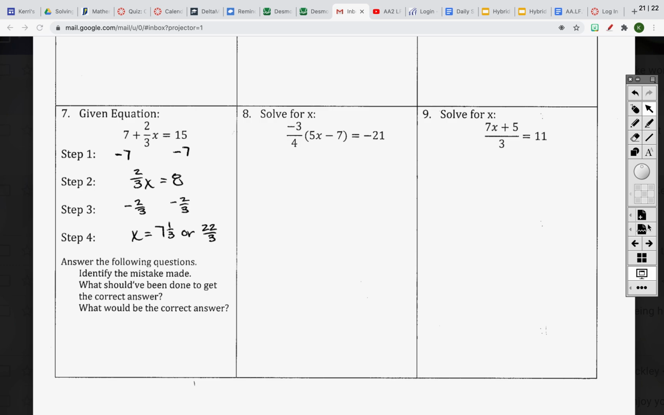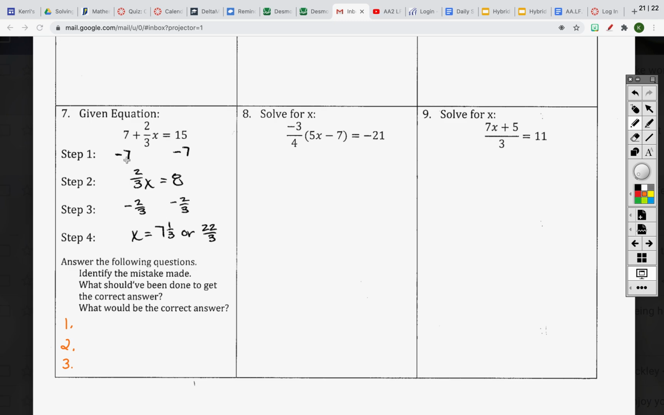All right, last three on the front side. Answer the following questions. Identify the mistake made, what should have been done to correct the answer, and what would be the correct answer. First thing, there are 3 questions. That means there needs to be 3 answers. On the test, you're going to receive 2 points for each one of these. If you don't put one of them or 2 of them, you've already failed. So please, please, please, the first thing you should do is number in your workspace 1, 2, 3, and you're going to write 3 responses.